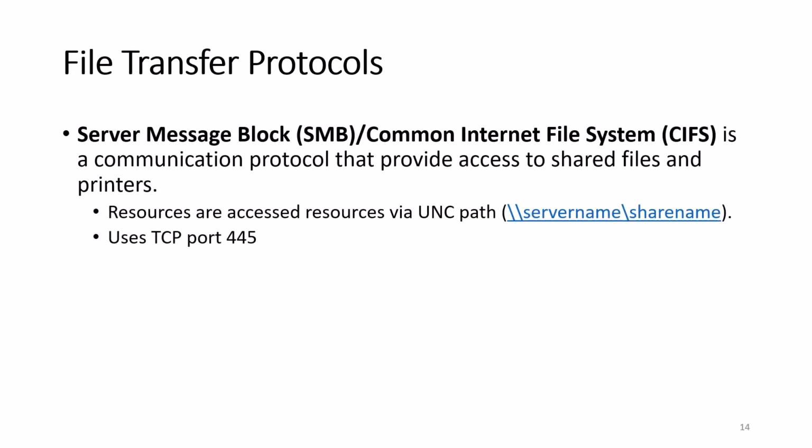Server Message Block, or SMB, also known as Common Internet File System, or CIFS, is a communication protocol that provides access to shared files and printers. Its resources are accessed via UNC path, which uses the //servername/sharename format. It uses TCP port 445.